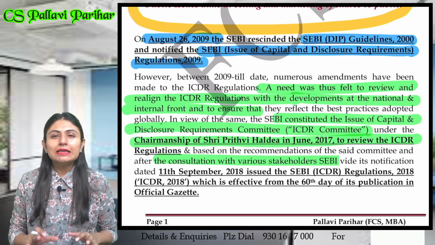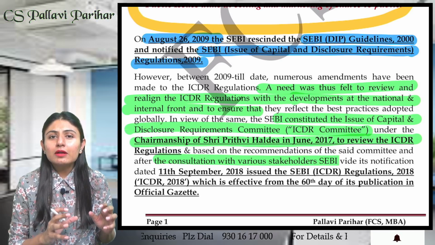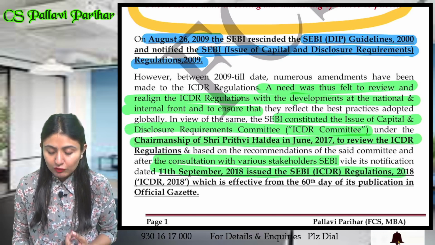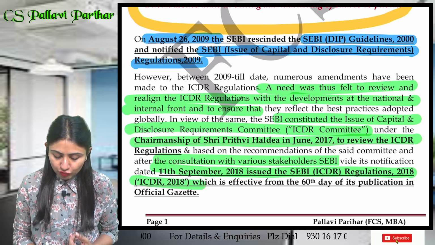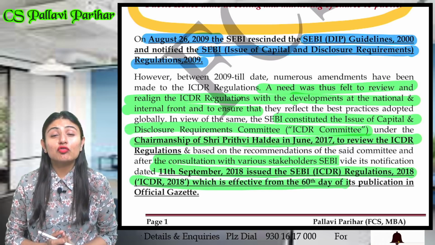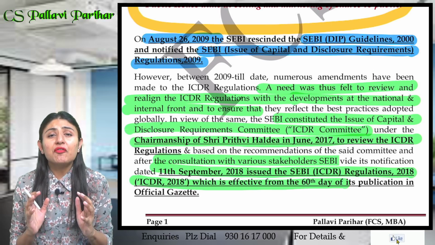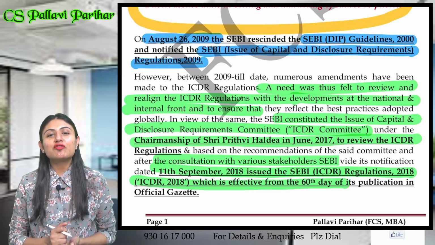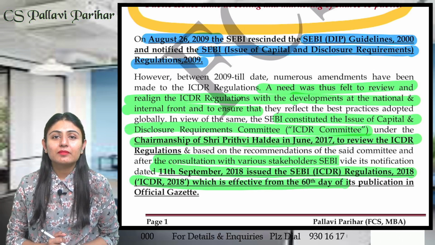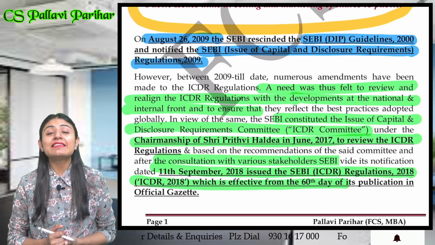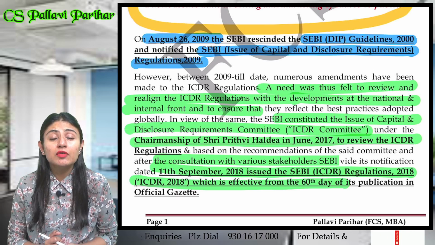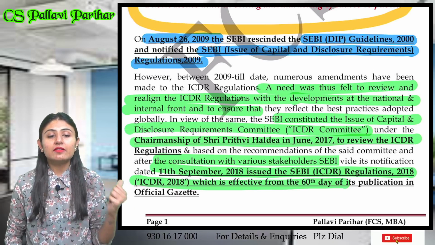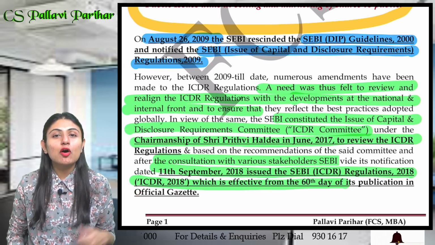So whether it's the corporate borrowers or the investors or those multiple intermediaries who are operating in the Indian stock market, after taking into views and after consultations with all these stakeholders, finally on 11th of September 2018, SEBI announced for the ICDR regulations 2018 to be effective from the 60th day of its publication in Official Gazette. It was announced on 11th of September 2018 that these regulations shall be effective once they are published in the Official Gazette. The day they get published into the Official Gazette, 60th day therefrom.